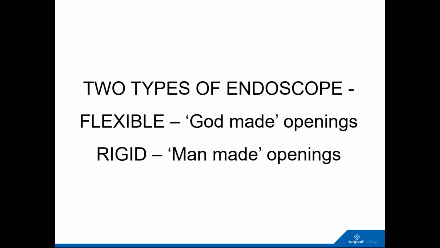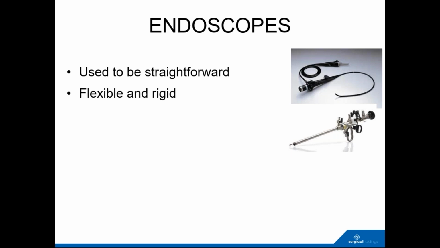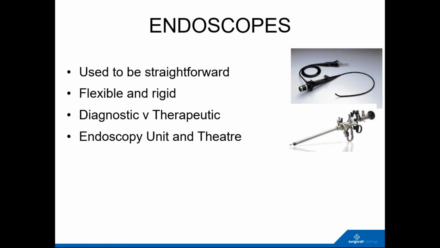Okay, go for it. Right, so endoscopes, I think, really used to be straightforward. You had flexible and rigid. So this is a flexible scope up here. You can see there's an eyepiece on this one, so this means it's a fiber optic instrument, and generally these were diagnostic and these were therapeutic. The diagnostic flexibles were used in endoscopy, and the rigids were roughly used in theatre. So it was really a relatively black and white thing, and now it's really grey.